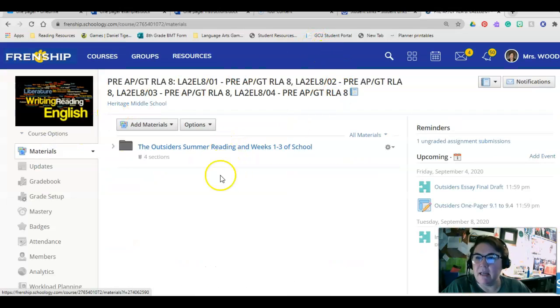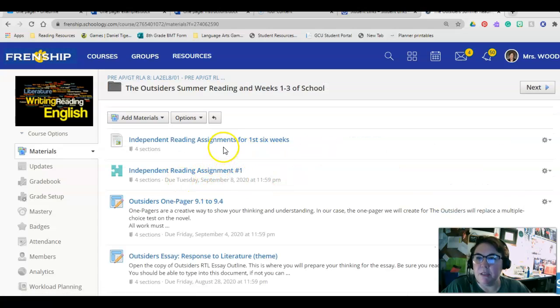And then I consolidated. I was starting to get kind of a list of things in here. I consolidated everything into the Outsiders Summer Reading and weeks 1 through 3 of school. And then next week we'll be starting Unit 1. So that's why I didn't name it Unit 1.